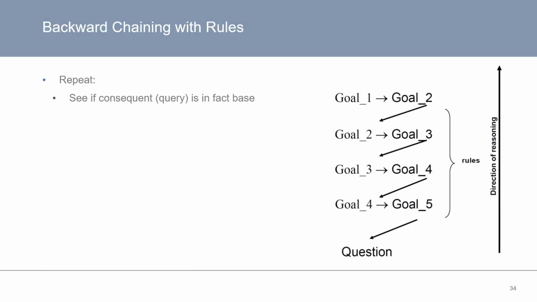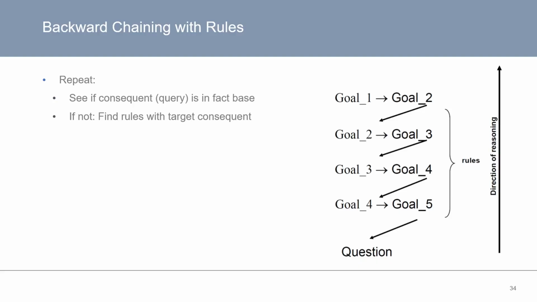Now let's walk through similar examples for backwards chaining. It will repeat the following steps. First, see if the consequent is already in the fact base. In this example, goal 5 is the consequent that we're looking for, so we check to see if it's already in the fact base or not.